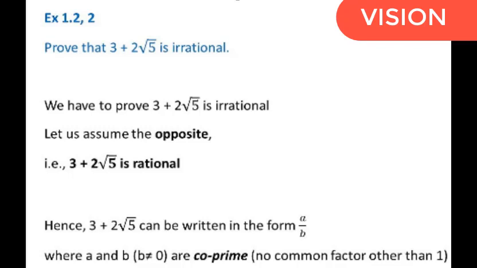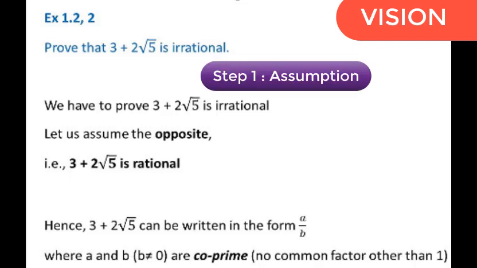Okay, now we are going to discuss the second problem of the second exercise of the first unit, real numbers. This is 3 plus 2 root 5. We have to prove that this is irrational. We have an 8-step procedure in this complete second exercise, and all the problems follow the same 8-step procedure. According to that we can solve this problem also.